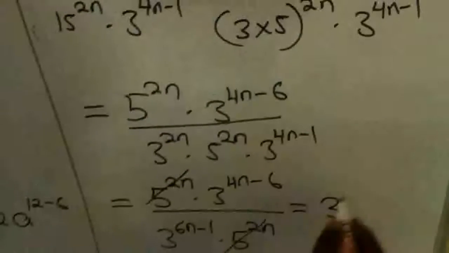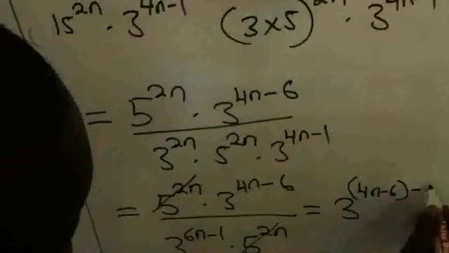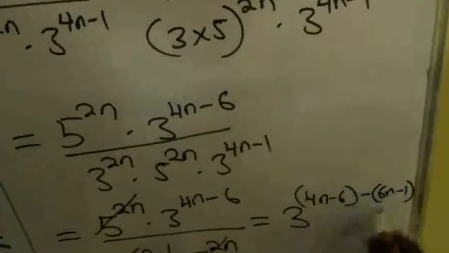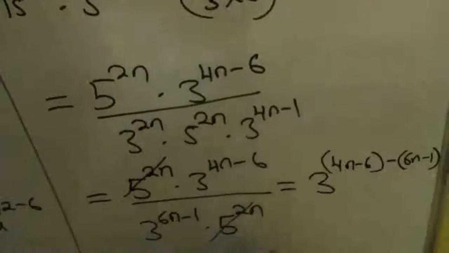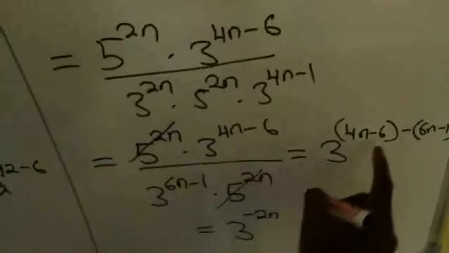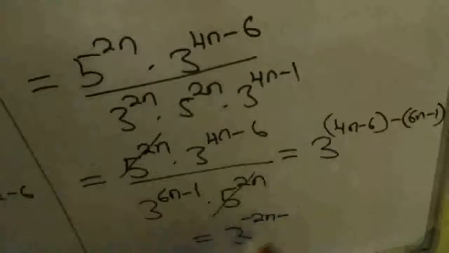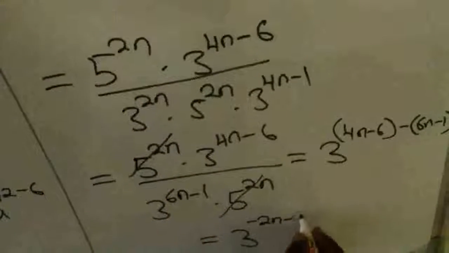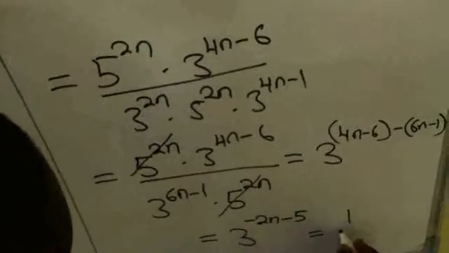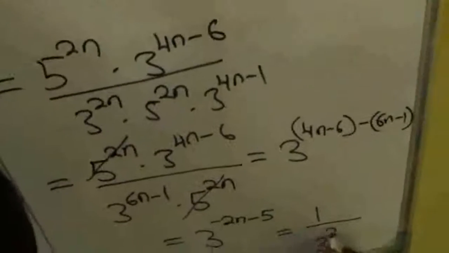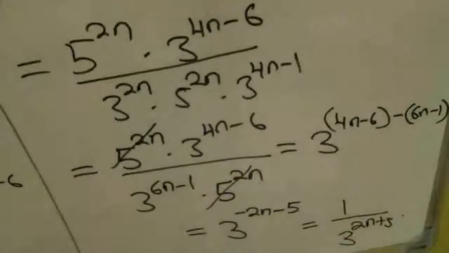So we subtract these two: 4n minus 6, then minus 6n minus 1. 4n minus 6n is minus 2n. Then minus 6 minus 1 is going to give us minus 7. And therefore, this will give us 1 over 3 power 2n plus 7 as our final answer.